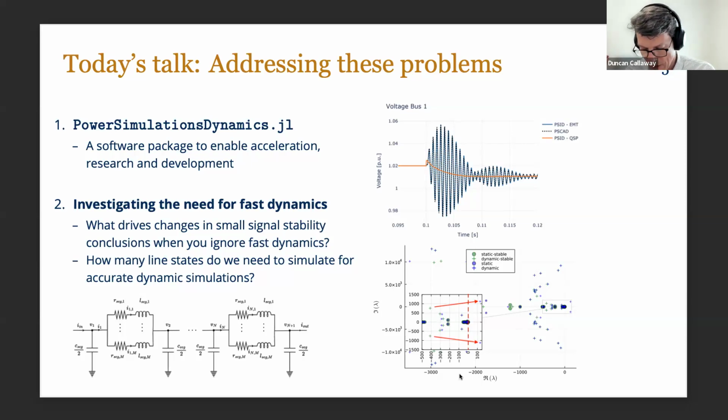If you think specifically about an EMT solver, one of the most important things that distinguishes it from the capabilities of a phasor domain simulator is that it has the capability of modeling transmission line dynamics. In the phasor domain, we've just got algebraic transmission lines, versus in an EMT solver, you can capture the full wave propagation dynamics of a transmission line. And so I'll show you some work where we've tried to investigate some of these issues within our own PowerSimulationsDynamics.jl.